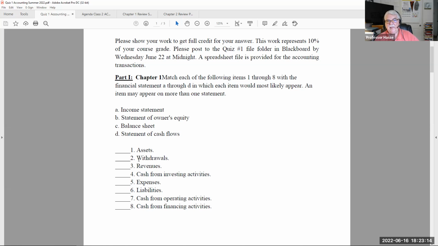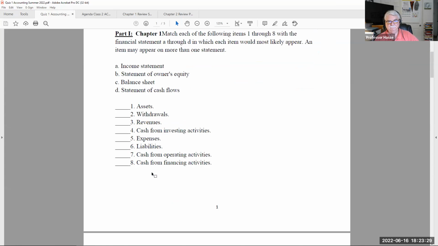For example, assets. Is it a statement of cash flow account? Is it a balance sheet? Is it a statement of owner's equity? Is it an income statement? I want you to tell me which financial statement these activities and headings go. That's number 1. It's taken right out of the textbook.